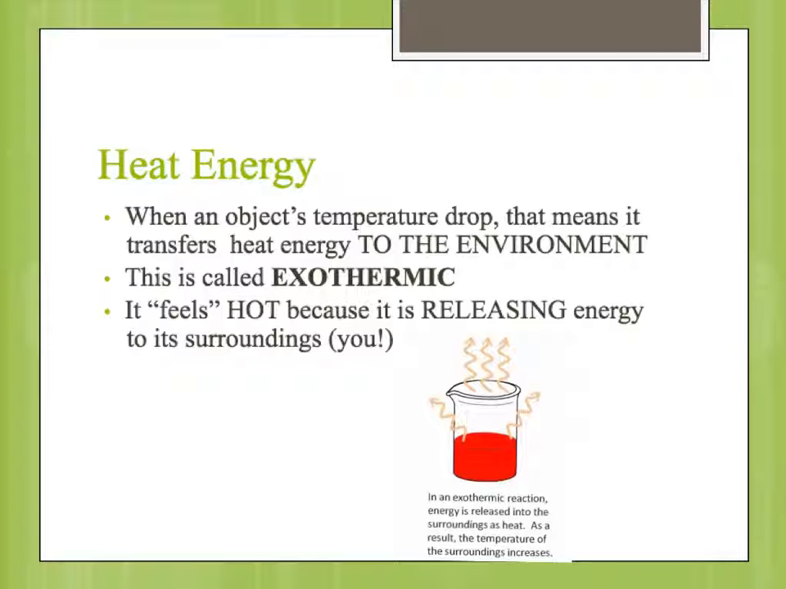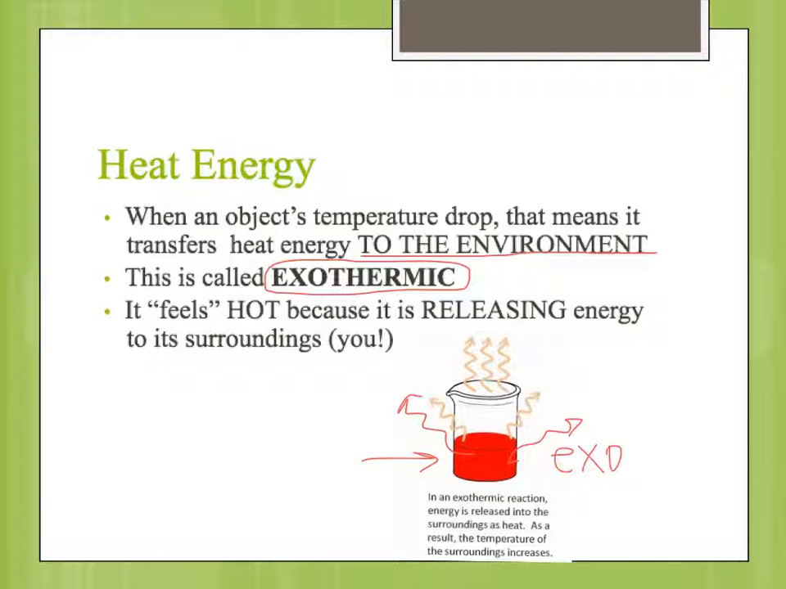So when an object's temperature drops, that means it's transferring heat to the environment, right? If it's giving away heat, transferring it to an environment, we call that exothermic. This is called an exothermic process. So here is an example. This is a red hot solution of liquid, and because it is losing heat to the environment around it, we call that exothermic.